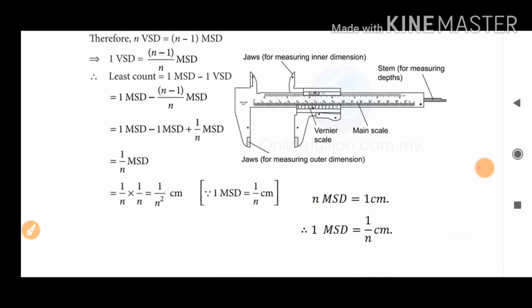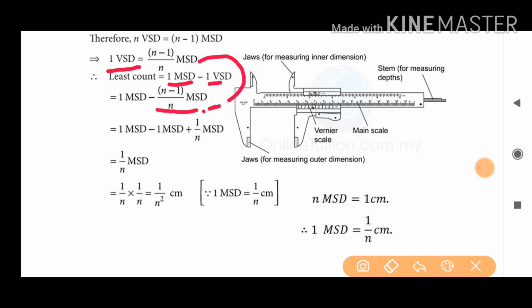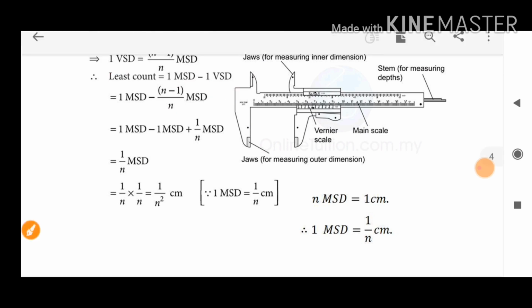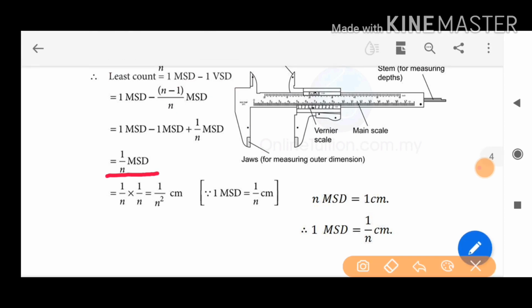So one main scale division minus one vernier scale division. One vernier scale division equals (n-1)/n main scale division. After solving these equations, you get 1 upon n main scale division.